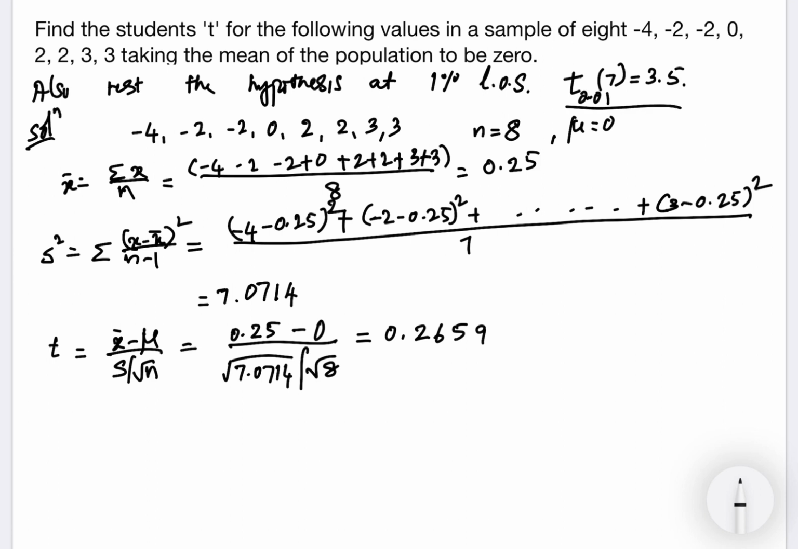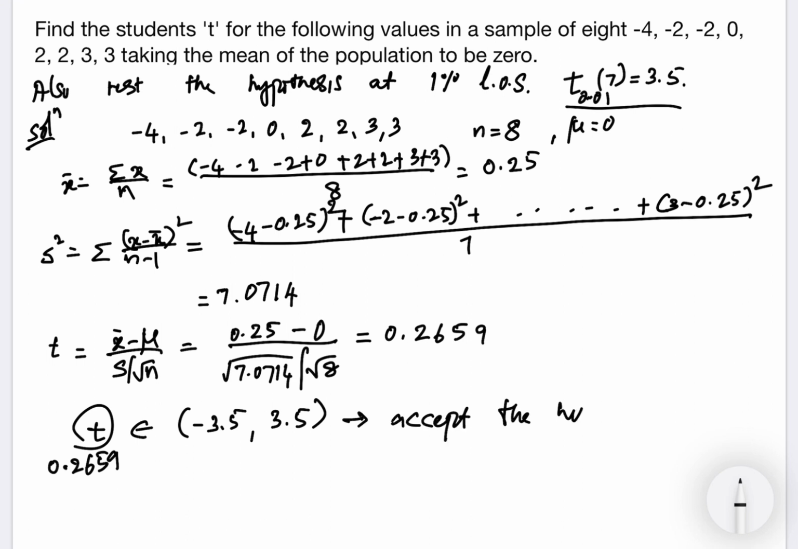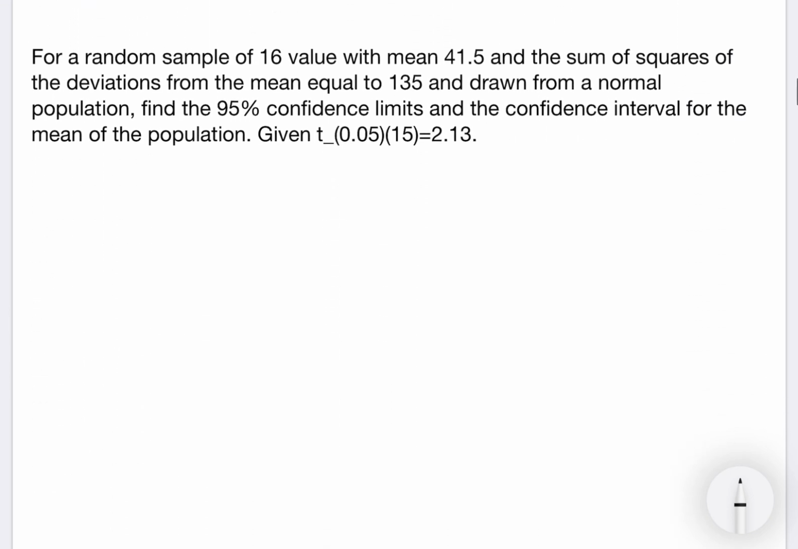That means we are going to consider whether t belongs to minus 3.5 comma 3.5, and here we have t equal to 0.2659, and certainly it belongs to this confidence interval of the t-score, so we are going to accept the hypothesis, that is, accept the null hypothesis. Okay, so let us go to the next problem.